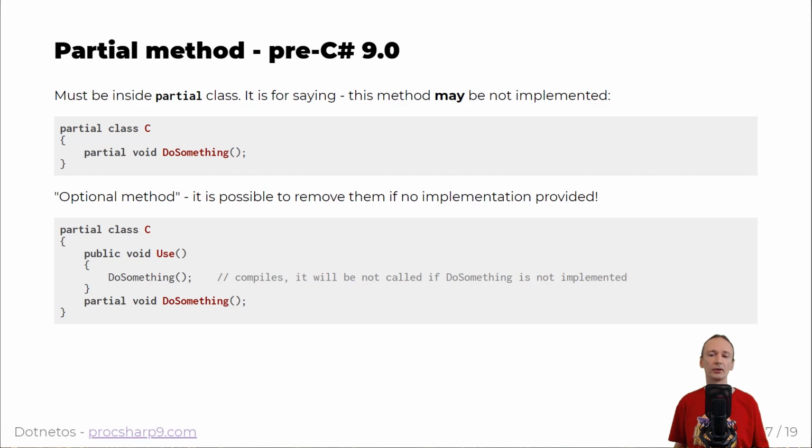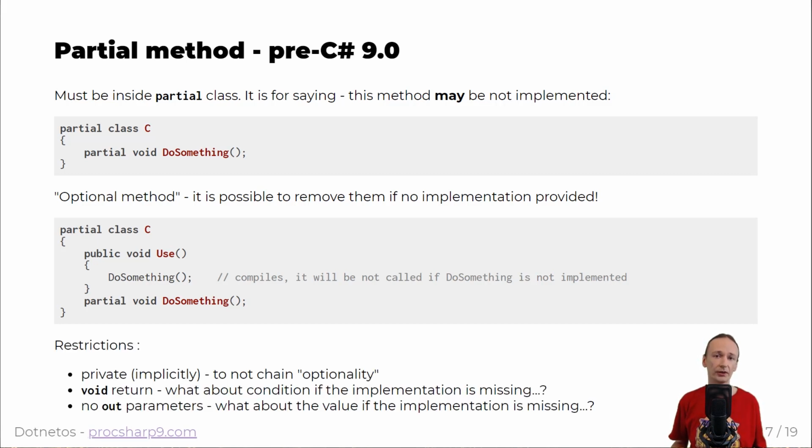So if DoSomething method has an implementation defined somewhere else in another part of class C, it will be just regularly called by the Use method. If it is not defined in any part of class C, then okay, it will not be called, and the call to DoSomething method will be just removed from the Use method. So as you see, it really provides kind of optionality. We have a DoSomething method that may be used and called or not, depending whether it is implemented or not. So it is really an optional way of treating a method.